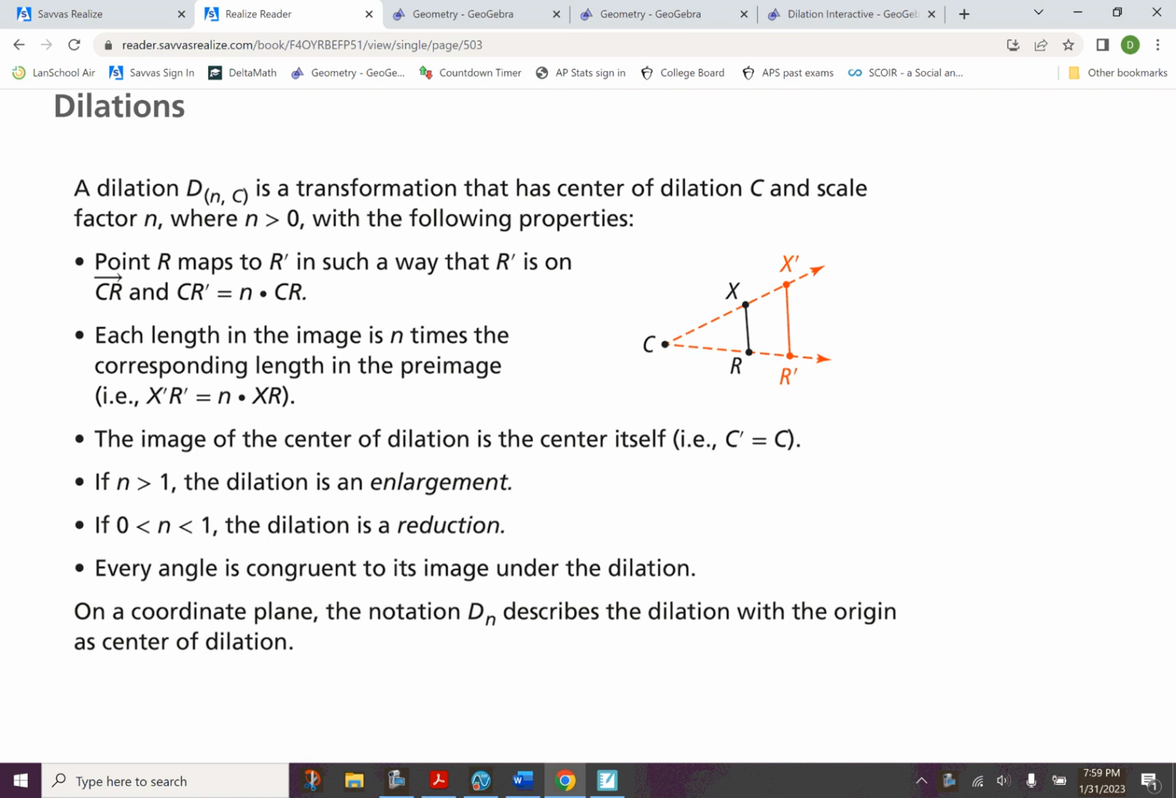the length of CR prime is equal to the length of CR multiplied by our scale factor N. The image of the center of dilation is the center itself. Again, C is C prime. We said this a little bit earlier here in the video. If N is greater than 1, it's called an enlargement. If we have anything less than 1, but still greater than 0, then we call that a reduction.